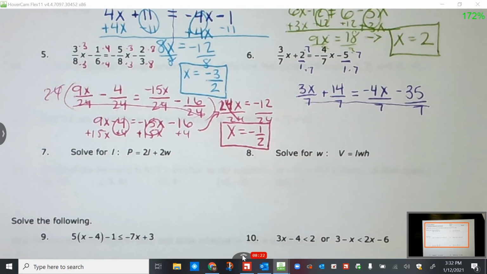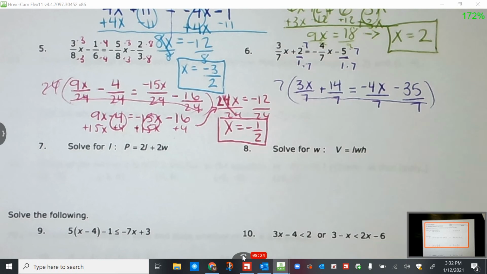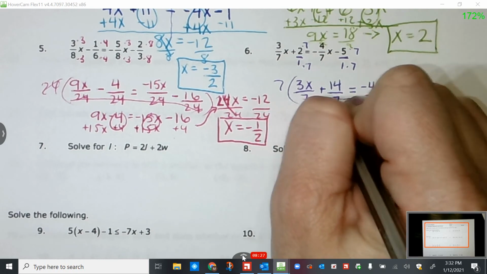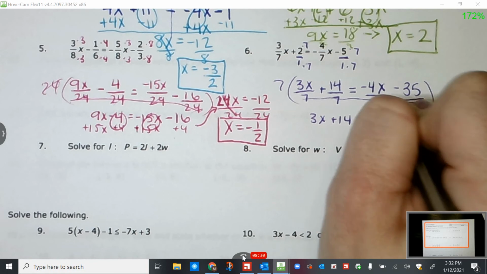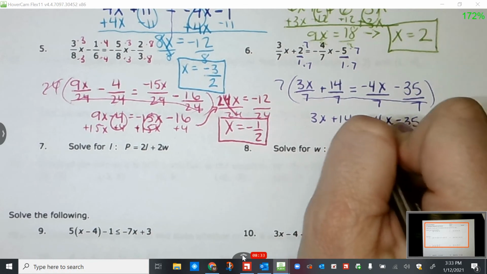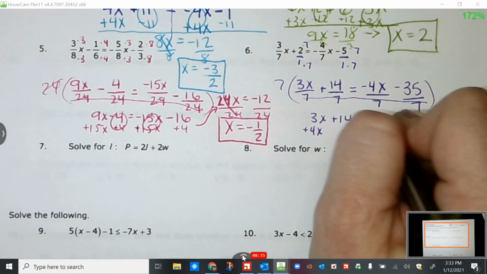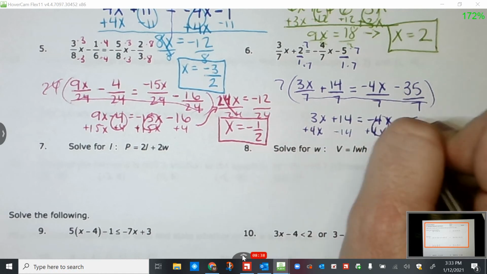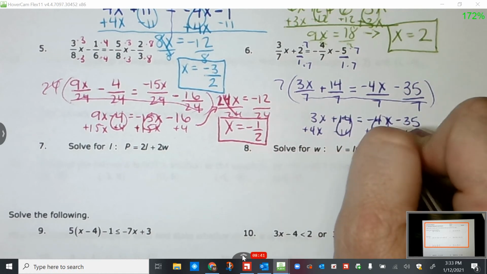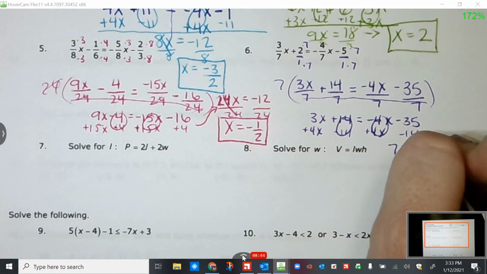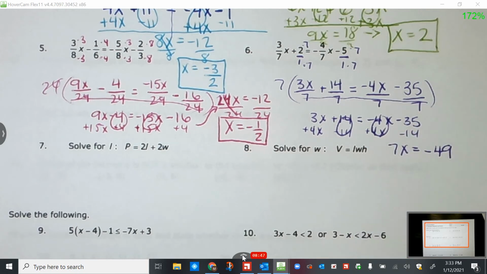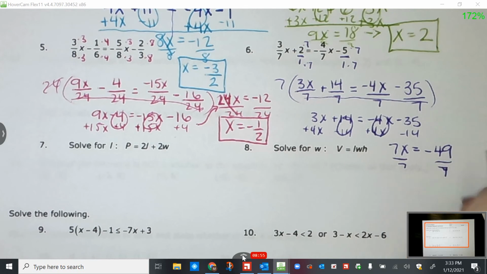That cancels all the denominators, because again, if we multiply by 7, they all cancel, and we get 3x plus 14 equals negative 4x minus 35. I'm going to add 4x to both sides, and I'm going to subtract 14 from both sides, and I get 7x equals negative 49. Okay, so then we'll divide both sides by 7, and we get x equals negative 49 divided by 7 is negative 7.